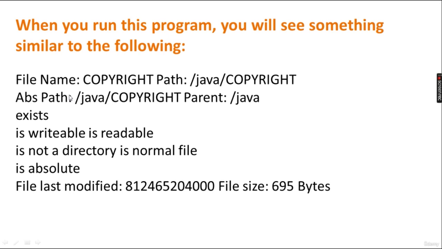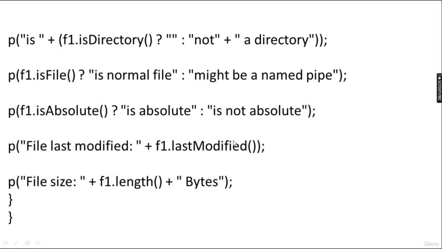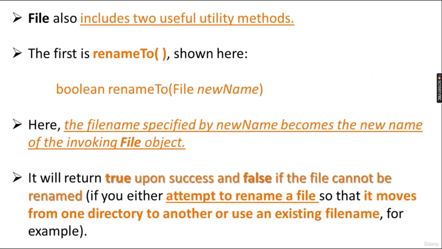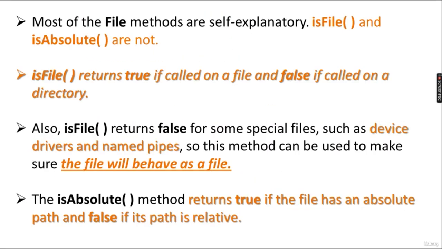So name, absolute path, parent is /, Java exists. Is writable, readable, not a directory. Normal file, is absolute, and last modified. This is the time in milliseconds. f1.lastModified, and file size is 695 bytes. So whatever file they have provided over here, we can see the output. Most of the methods are self-explanatory.